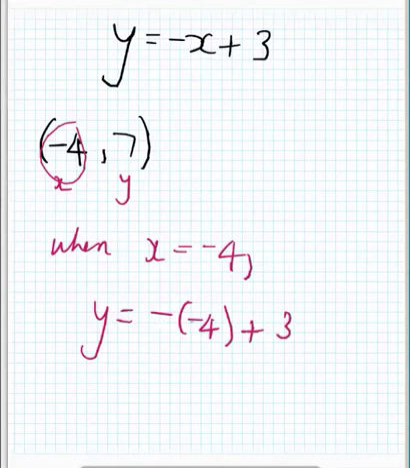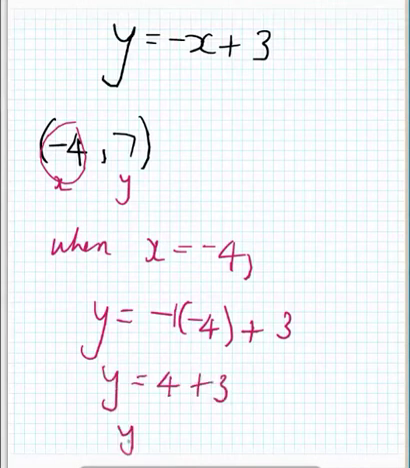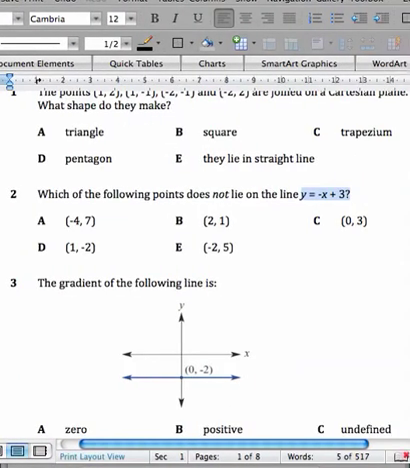Now, two negatives sitting together make a positive, or minus 1 times minus 4 is a positive 4. And 4 plus 3 is 7. And we got our 7. So this point belongs to this line here. So A isn't an option. Let's see what other points we have.